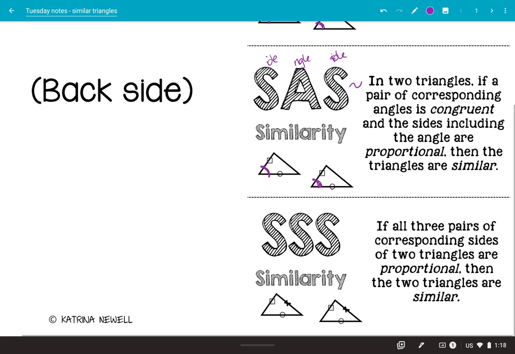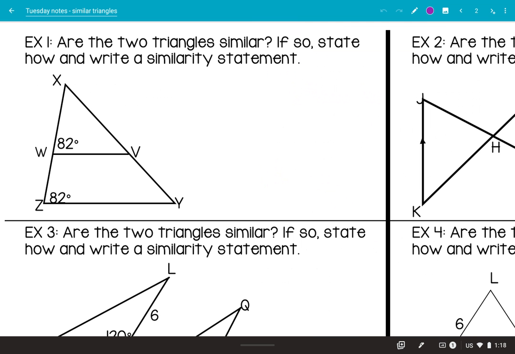The last one is SSS, side side side similarity. And add that little similarity symbol instead of having to write the whole word. It means that all three sides have to have the same scale factor in order for it to be similar. If one of them does not have the same scale factor, we automatically will say it's not similar.